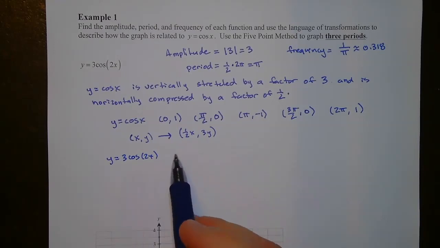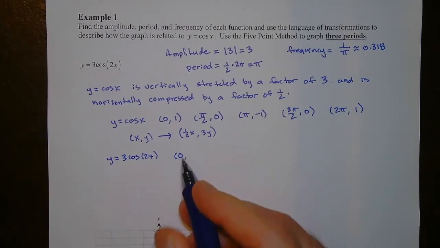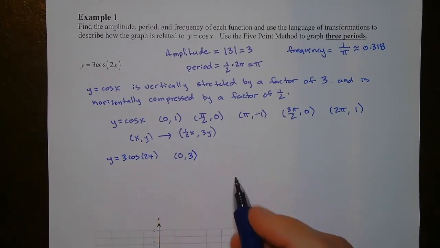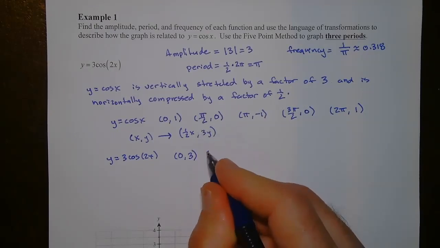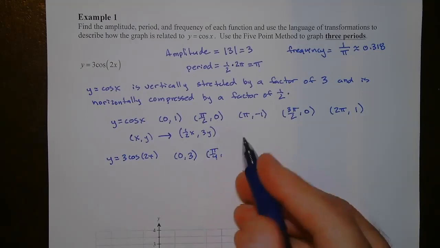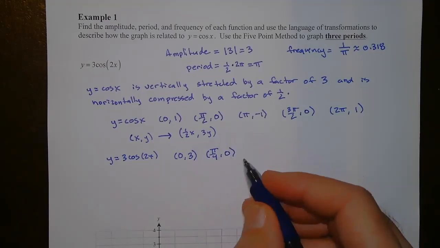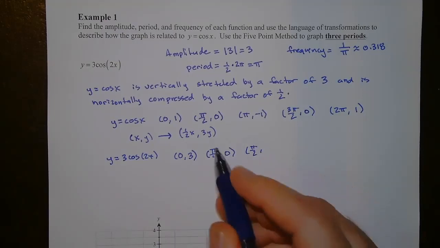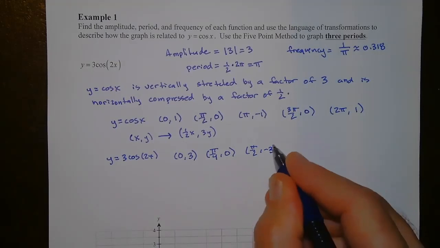Those 5 points are now going to be half of 0, which is still 0, and 3 times 1, which is 3. And then half of pi over 2 would be pi over 4, and 3 times 0 would still be 0. And then half of pi would be pi over 2, and 3 times my y, so 3 times -1, would give me -3.